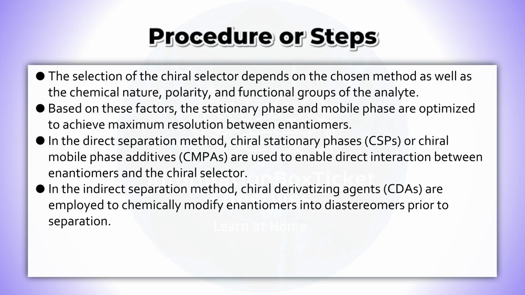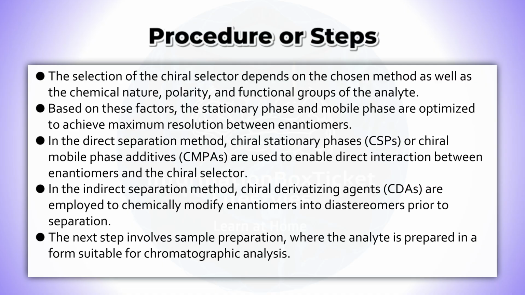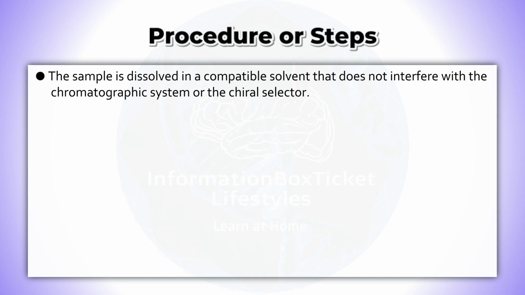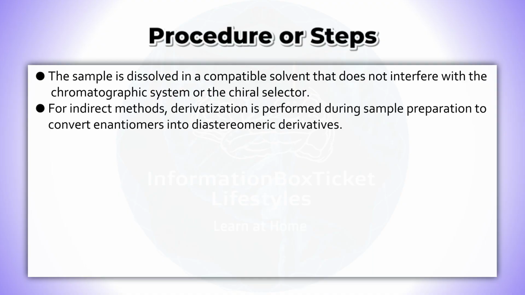In the indirect separation method, chiral derivatizing agents, CDAs, are employed to chemically modify enantiomers into diastereomers prior to separation. The next step involves sample preparation, where the analyte is prepared in a form suitable for chromatographic analysis. The sample is dissolved in a compatible solvent that does not interfere with the chromatographic system or the chiral selector. For indirect methods, derivatization is performed during sample preparation to convert enantiomers into diastereomeric derivatives.